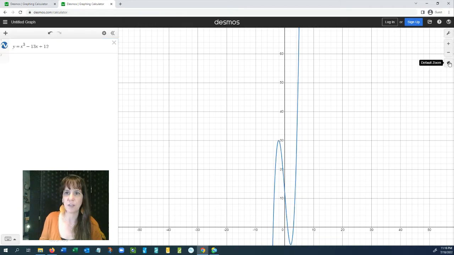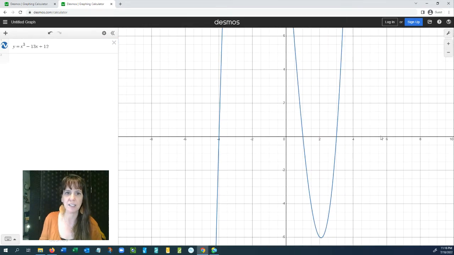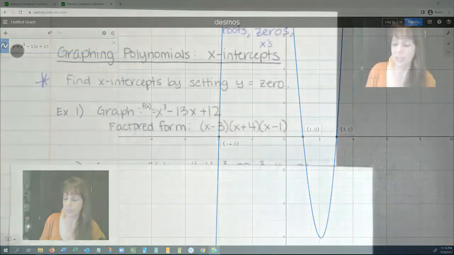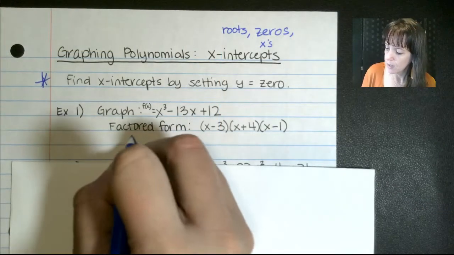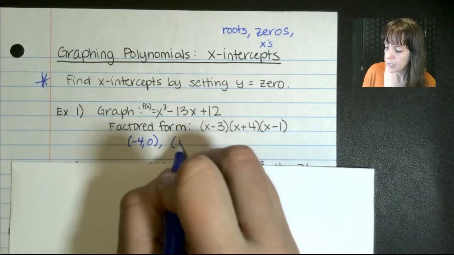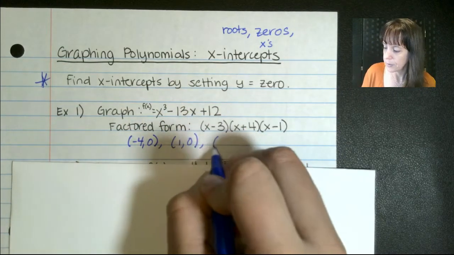Also on Desmos, if you ever hit this home button over here, it takes you right back to the origin. It looks nice and great. Okay, so looking at this, we have that it crosses our x-axis right here at -4, at +1, and at 3. So our x-intercepts occur at (-4, 0), (1, 0), and (3, 0).